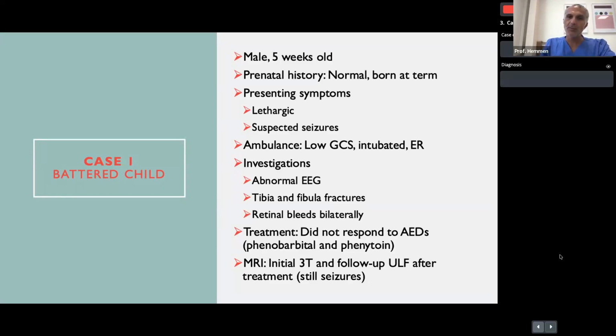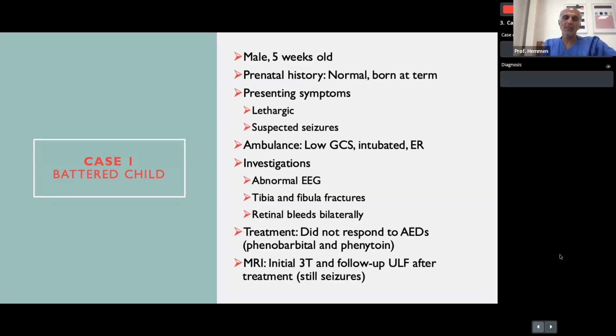He was then transferred to our pediatric emergency department. While the ambulance was coming to the home, the caretakers realized that the baby had a quite low Glasgow Coma Scale. They intubated him and then took him to our emergency department. While he was investigated here, he was stabilized and brought to intensive care.